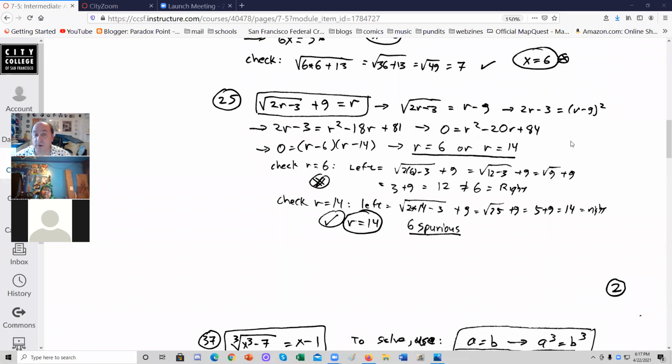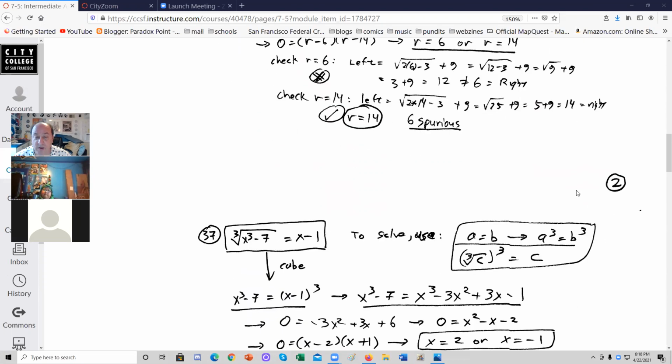And we need to check both for it to work. Check r equals 6. The left side is root of twice 6 minus 3, plus 9. Root of 12 minus 3 plus 9 is root 9 plus 9 is 3 plus 9 is 12, and that is not equal to 6, which is the right-hand side. Check r equals 14. Left side is root of twice 14 minus 3, that plus 9 is, after a bit of work, root 25, that plus 9. 5 plus 9 is 14 equals the right side, and yes, it works. So r equals 14 is the solution, and 6 is a spurious root, or I also call it extraneous. If we'd had a negative in front of this, then it would have worked fine, but it wasn't.